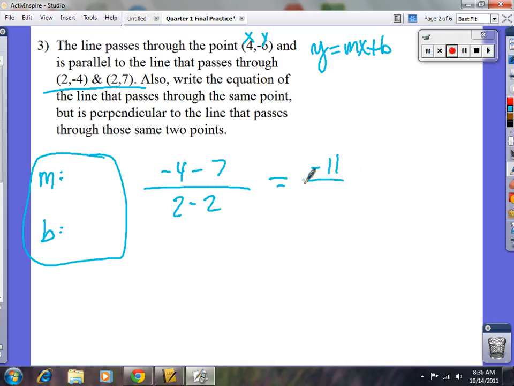What's your denominator? 0. Now, this is another hint. This is a huge hint. What's negative 11 divided by 0? It is undefined.